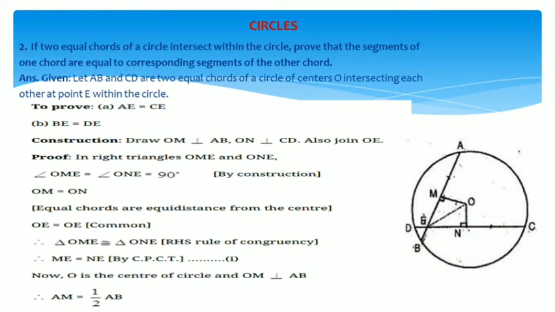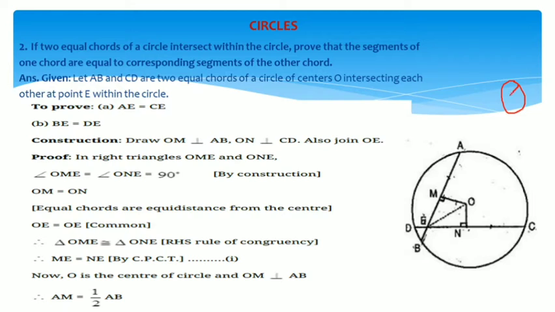Moving on to the next question. Very important question. If two equal chords of a circle intersect within the circle, prove that segments of one chord are equal to the corresponding segments of the other chord. Two equal chords of a circle are intersecting inside the circle. You can understand this figure like this.